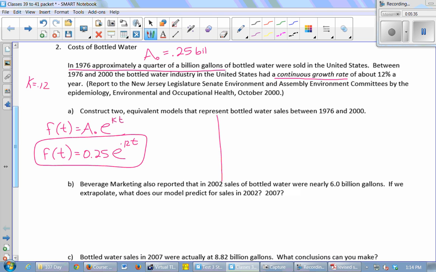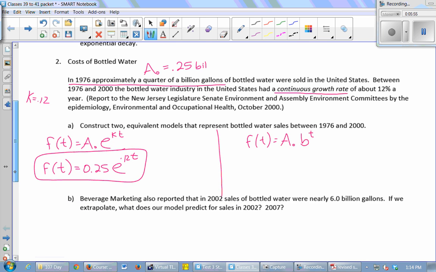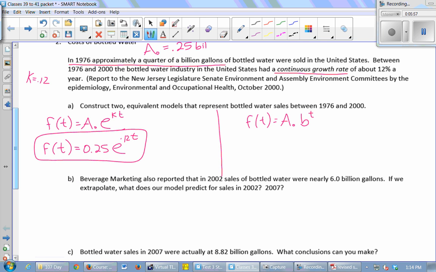And then my other model is A naught times B to the T. The way B and K are related, we go up and we say, B is equal to e to the K. So if I just type e to the K in my calculator, that will be my B value for this model.